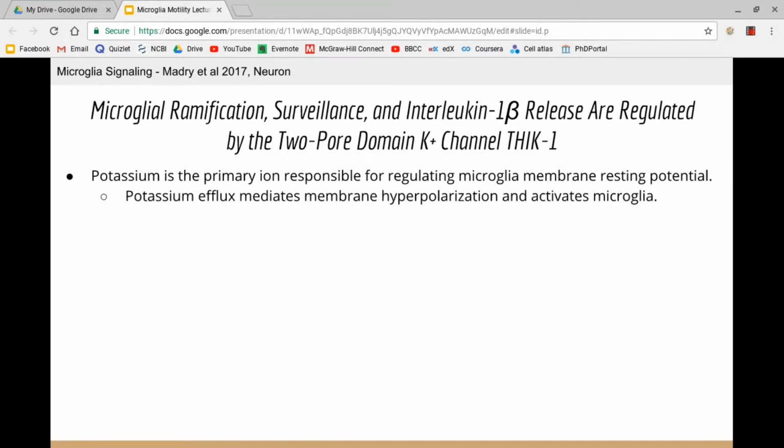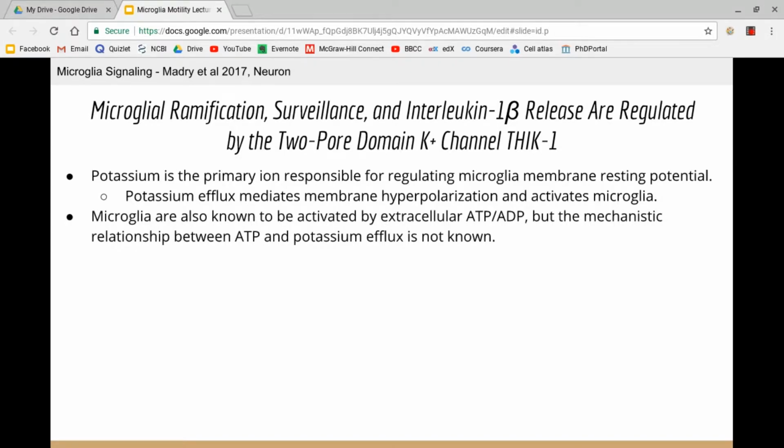And potassium efflux mediates membrane hyperpolarization, because if potassium is leaving the cell, it's positively charged. This hyperpolarization is known to activate microglia. The activation of microglia is marked by hyperpolarization of the membrane potential from roughly negative 40 millivolts to around minus 70 millivolts.